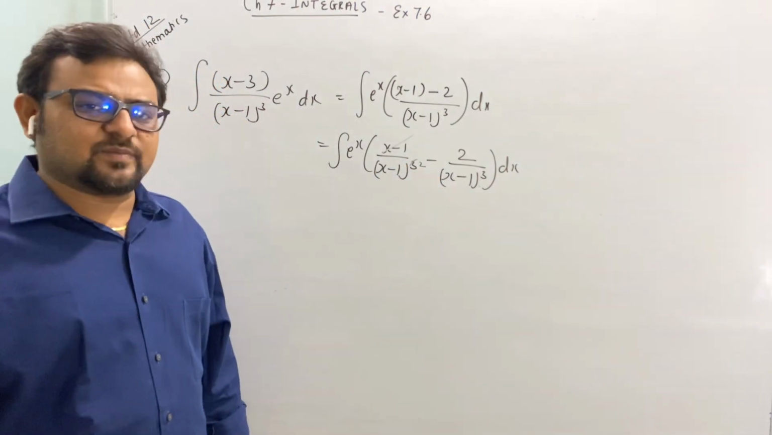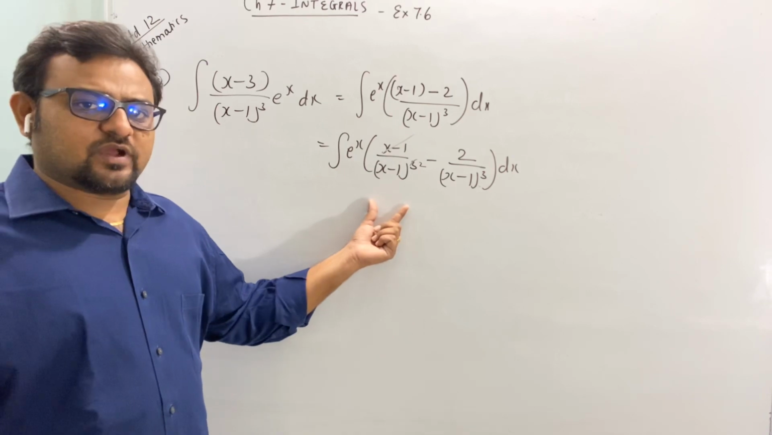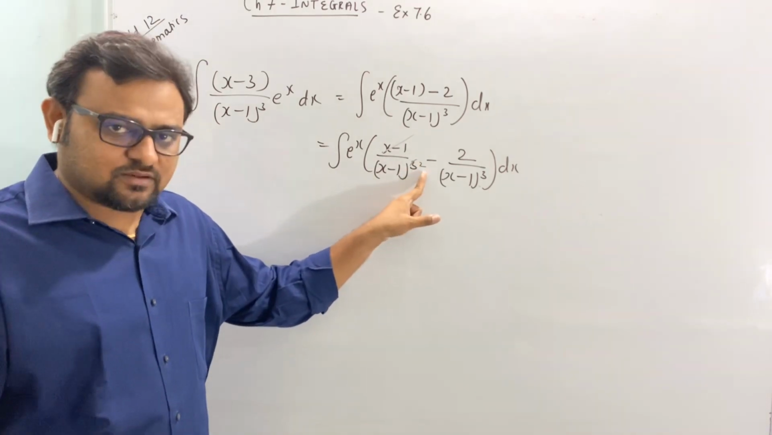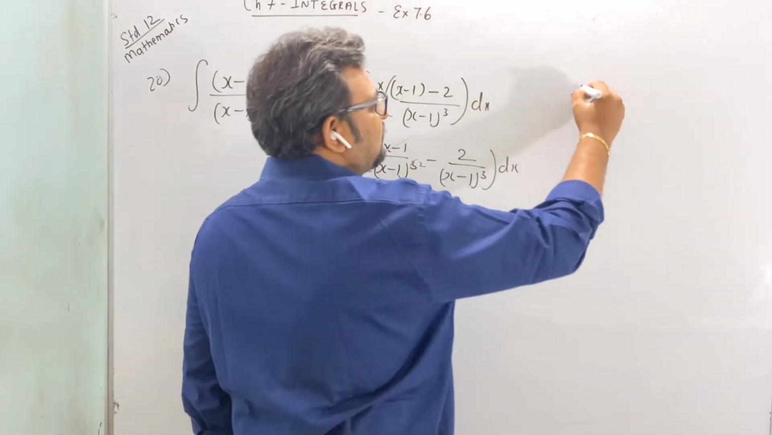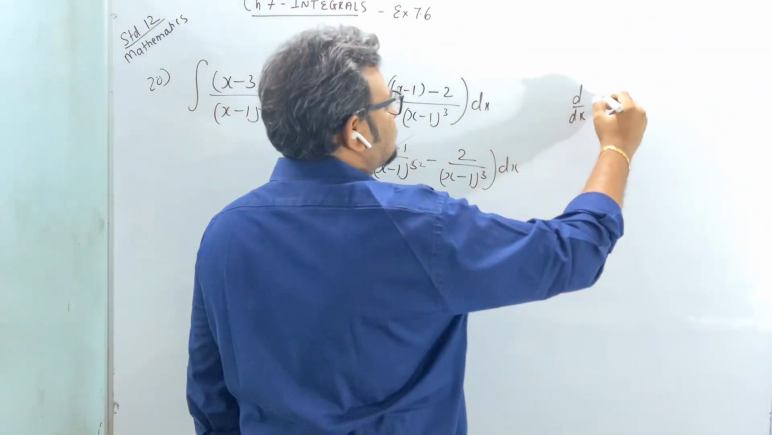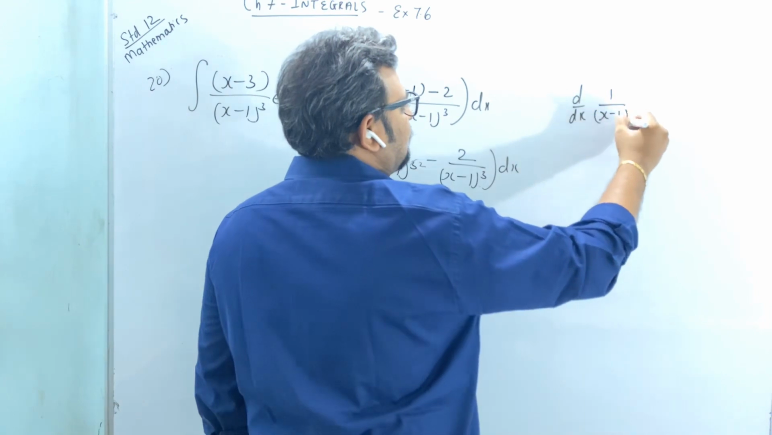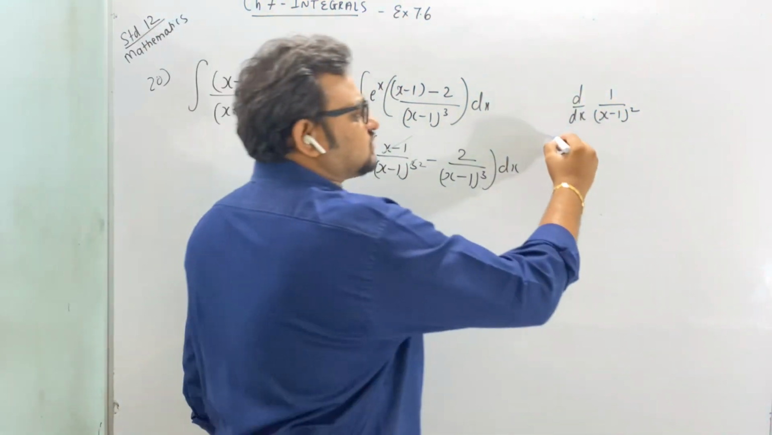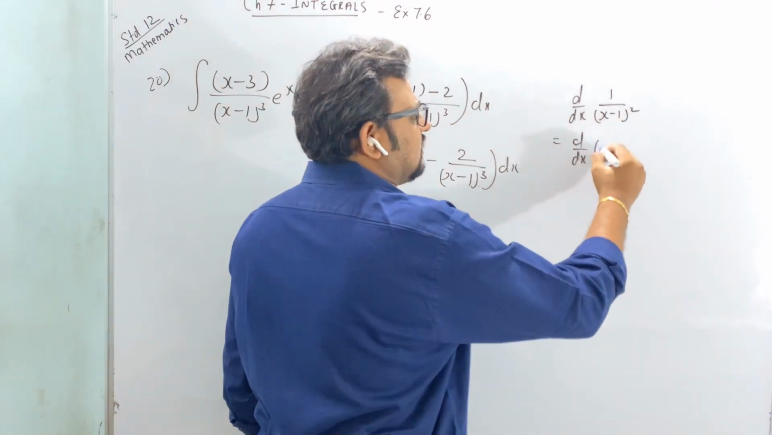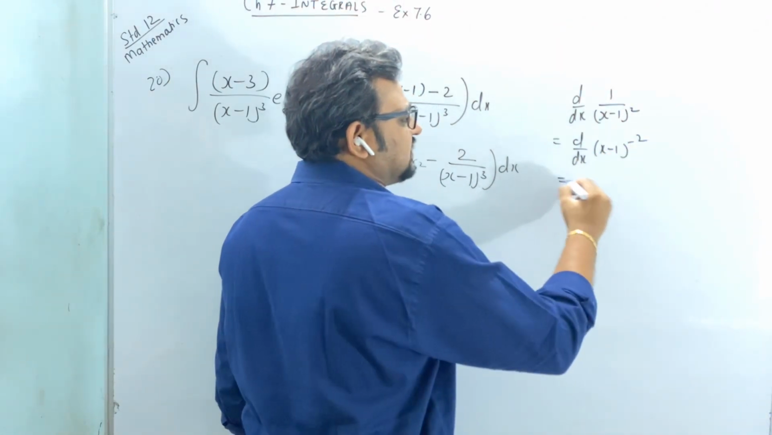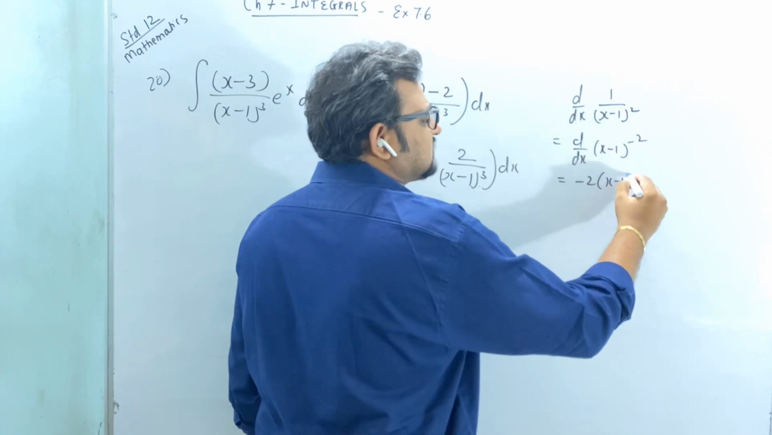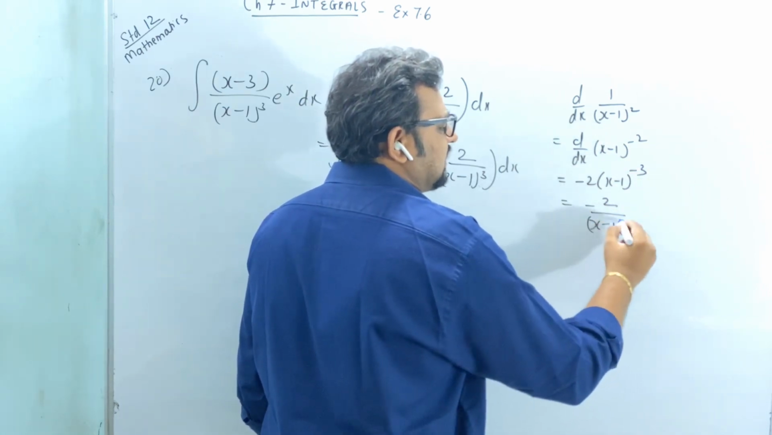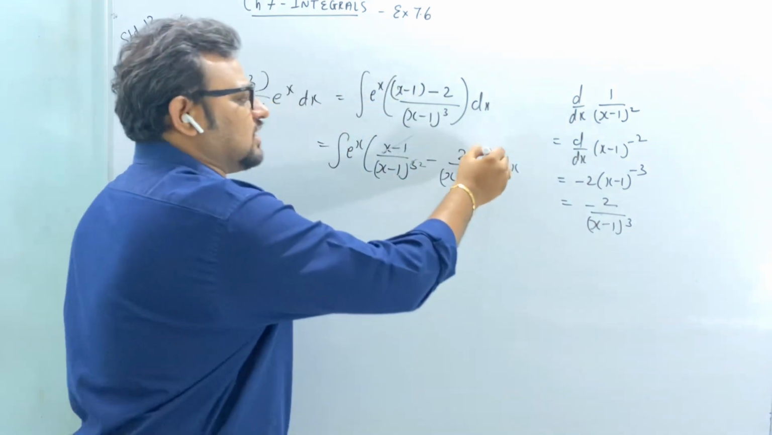Obviously remember whenever something like this is there, try to take f(x) whose power is less when it is in the denominator. So I will try to take the derivative, d by dx of 1 upon (x minus 1) square. This will be (x minus 1) raised to minus 2, so minus 2 (x minus 1) raised to minus 3, minus 2 upon (x minus 1) cube. So I got this.